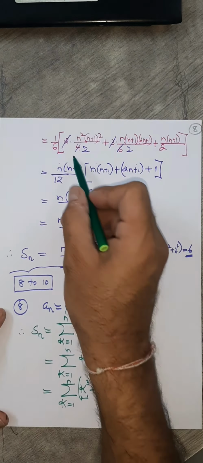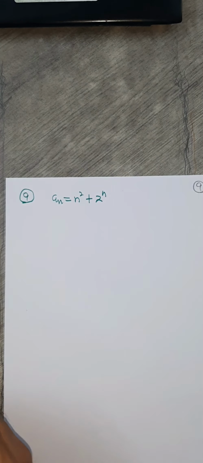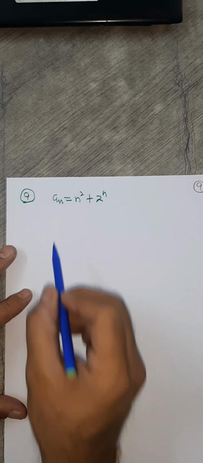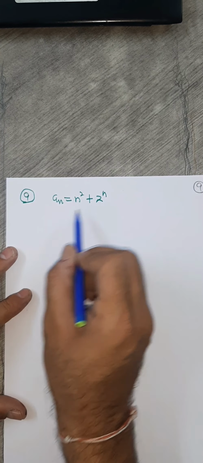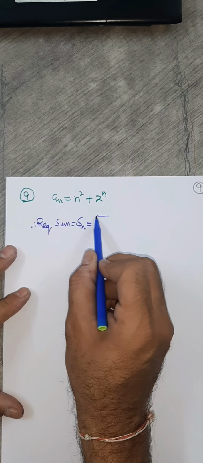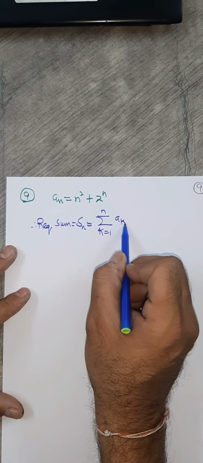Question number 9, the ninth one. There, what is already given to you? An equals n squared plus 2 raised to n. Now after learning so much about AP and GP, I'm sure you must have realized what this is. You are asked for the sum of the n terms. The required summation equals Sn, the sum of n terms. What is that? Sigma k runs from 1 to n of ak.